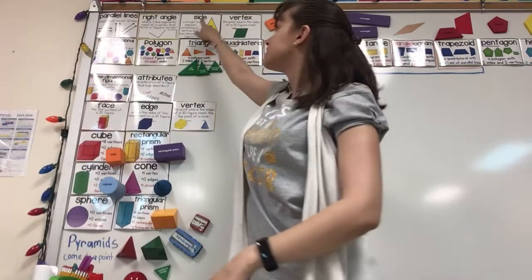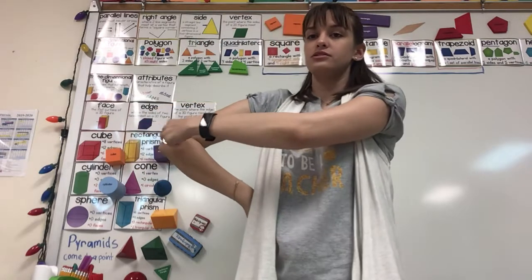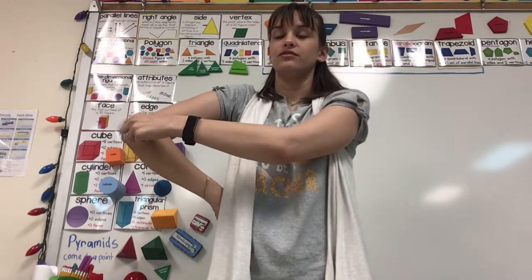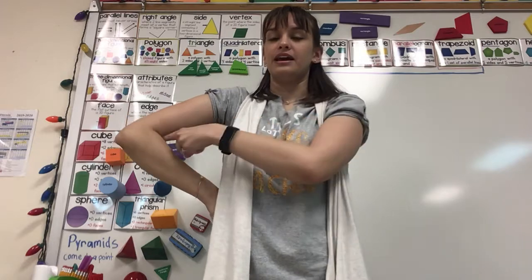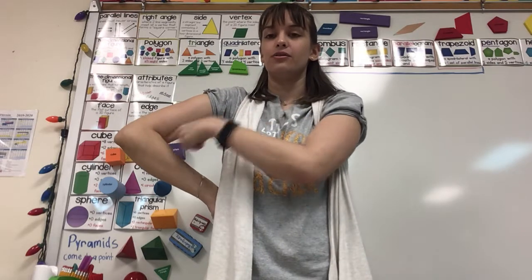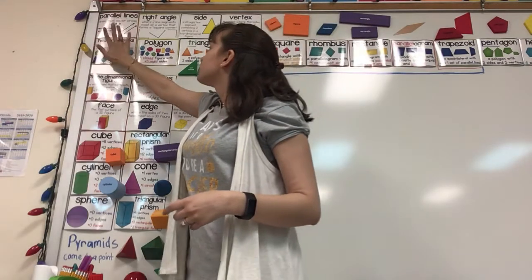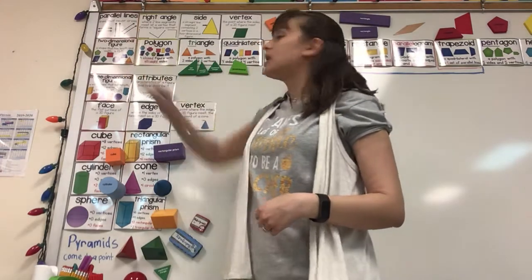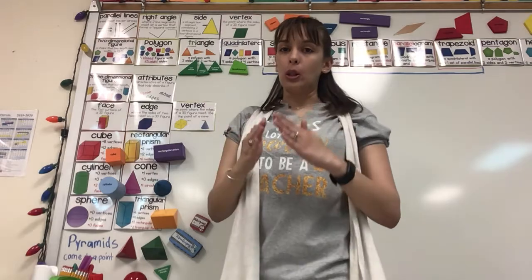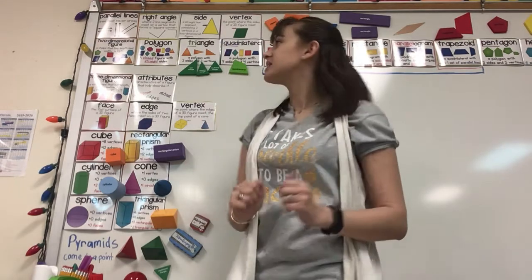Sides and vertices. Sides are straight, vertices are the point, and angles the inside of the vertice. Side, vertice, angle. Two-dimensional figures are flat. Polygons have to have closed, straight sides to be a polygon.